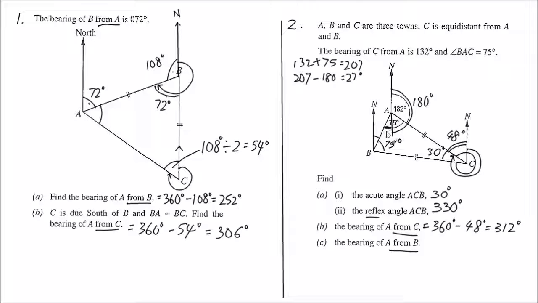So we know the small angle here is 27. Similarly, the angle here also 27. So the answer for the bearing of A from B is 027 degrees. Remember that for bearing you need to have 3 digits in your answer. Since 27 is less than 100, you have to add a 0 in front.